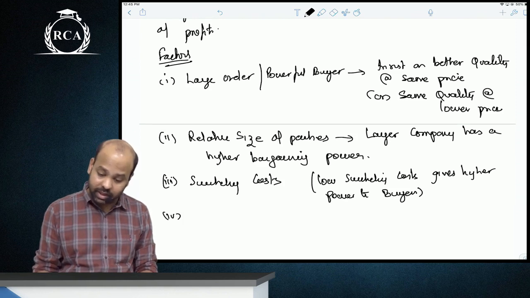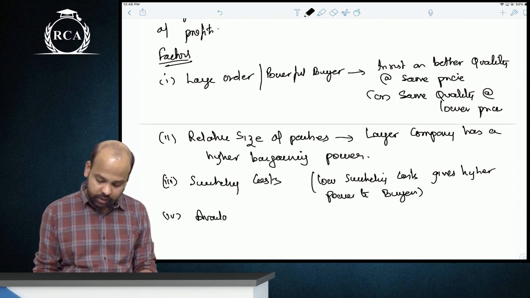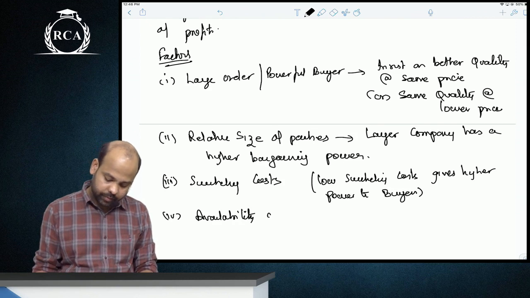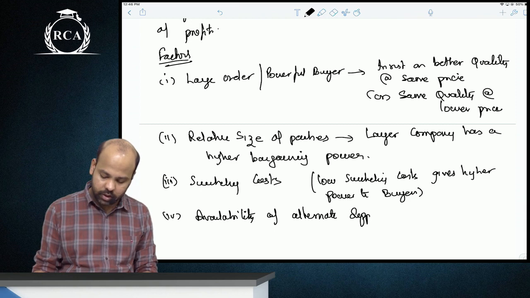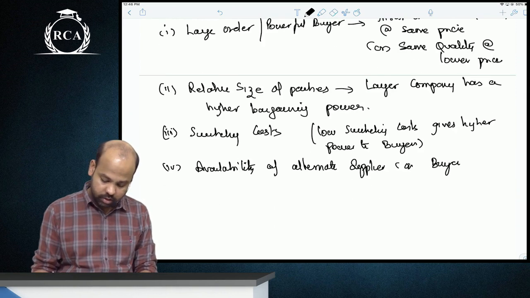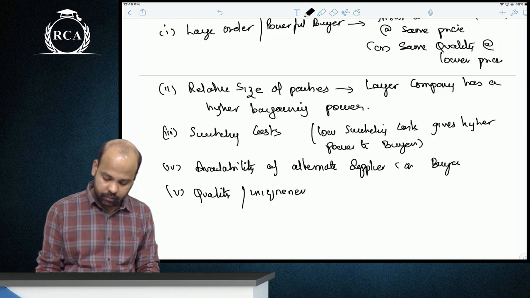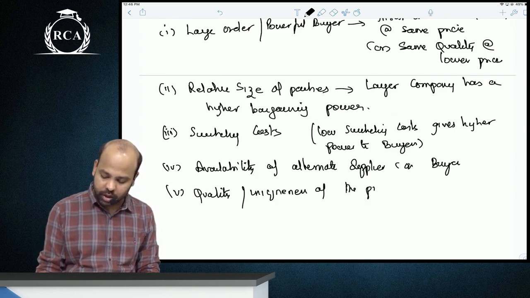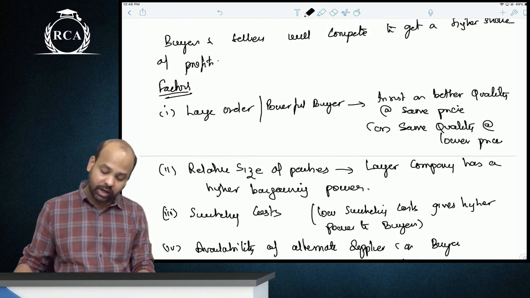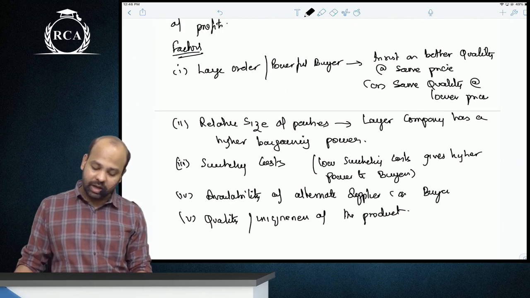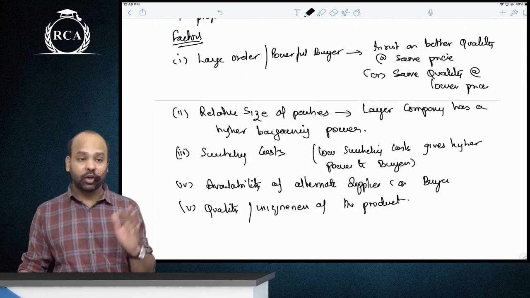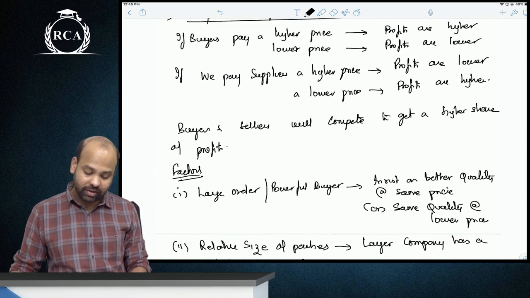And finally, what is given here? Availability of alternate suppliers. You can also write quality or uniqueness of the product. If the product is unique, if the product has a better quality, the seller will have a higher bargaining power. He can always say that you are not going to get this product elsewhere in the market.